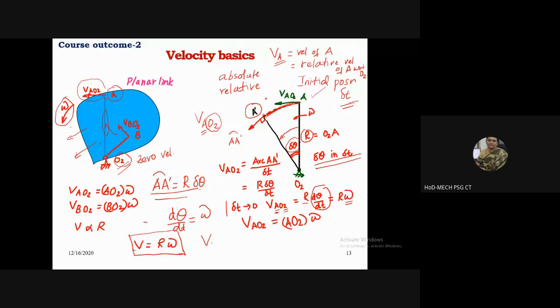So v can be for any point. I can find out the velocity of any point P, it could be some point here. So velocity of point P will be equal to the distance between the point P and the center of rotation, O2P, multiplied by omega of the link on which this point P lies. So r is the distance of the point of interest, the point whose velocity we are trying to find out, from the center of rotation. O2 is the center of rotation. Like this, you can find out the velocity of any point on the link.